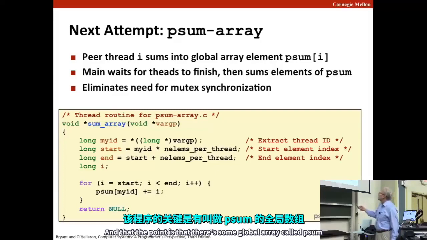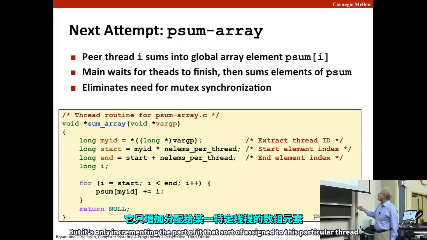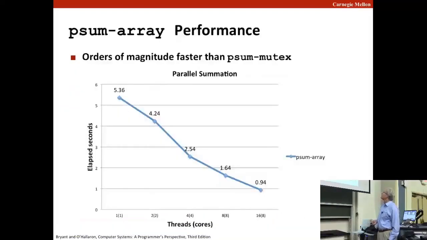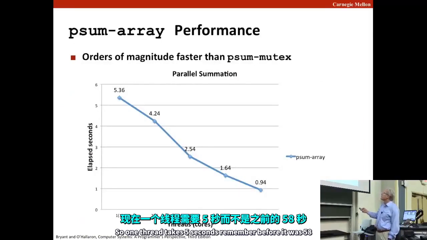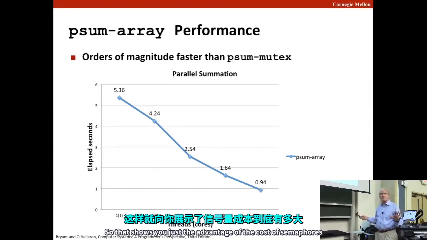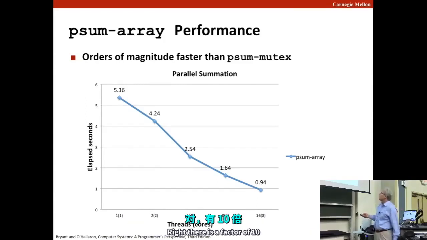And the point is that there's some global array called psum, but it's only incrementing the part of it that's assigned to this particular thread. And here you do see a performance improvement, right? So one thread takes 5 seconds. Remember, before it was 58. So that shows you just the advantage of the cost of semaphores right there is a factor of 10.